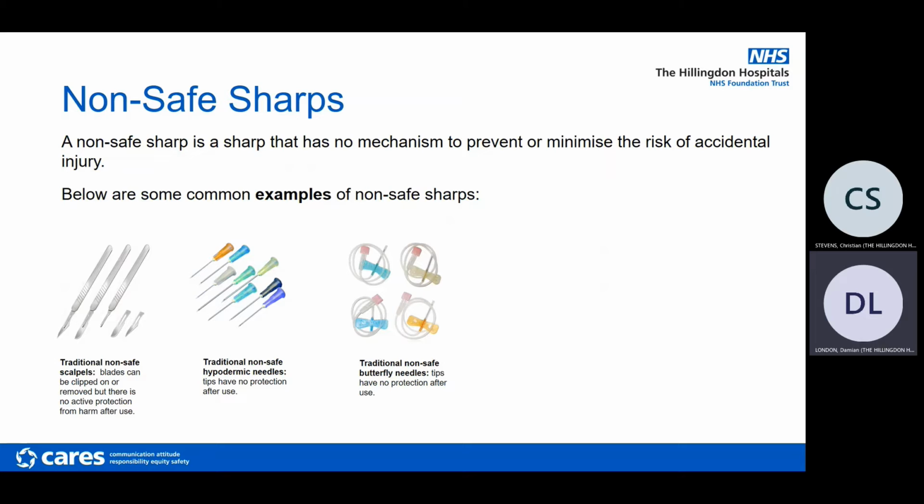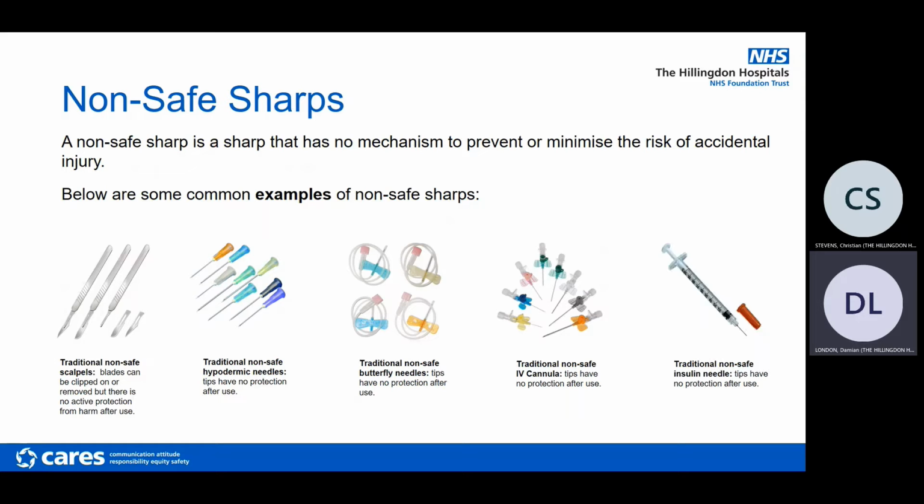Here we have, again, traditional non-safe butterfly needles. The tips have no protection after use. And again, traditional non-safe IV cannulas, where the tips have no protection after use. These are winged cannulas, and you can see here these are the wings. We also have non-winged cannulas. The wings or non-wing element of the cannula doesn't determine whether it's safe or not. It's really the mechanism at the tips, which we will see when we go to the safer alternatives.